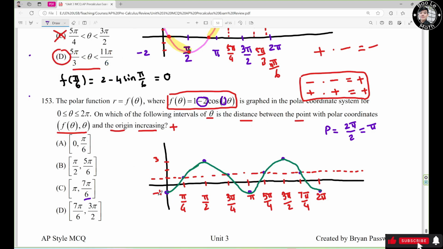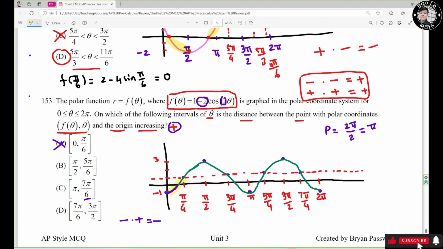0 to pi over 6 could be inside the 0 to pi over 4, right? It's going to be inside of this one. If it's inside of this one, it should be negative somewhere right here. If it's inside the interval from 0 to pi over 4, right? And then you see that there is a portion below the axis right here, right? So it is negative, right? And then you see that the function is increasing because it's going up, right? So it can be positive. Negative times positive equals negative, right? But we need positive here, right? So answer choice A is incorrect, right?